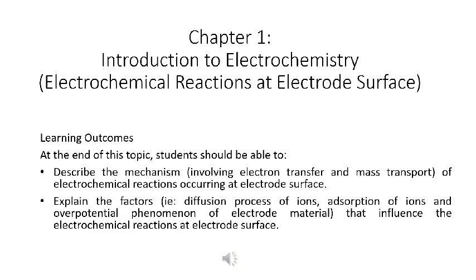Okay, we just stopped at chapter 1A. So now we come to the second part of chapter 1, which is electrochemical reaction at electrode surface. The learning outcome for this part: at the end of this topic, you should be able to describe the mechanism of the electrochemical reaction occurring at electrode surface, and also explain the factors that influence the electrochemical reaction at electrode surface.